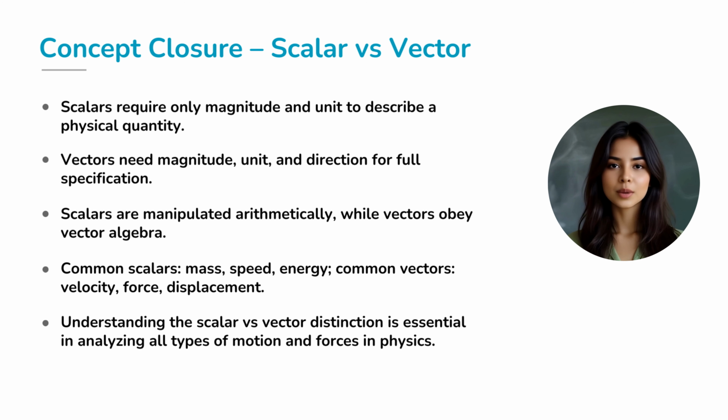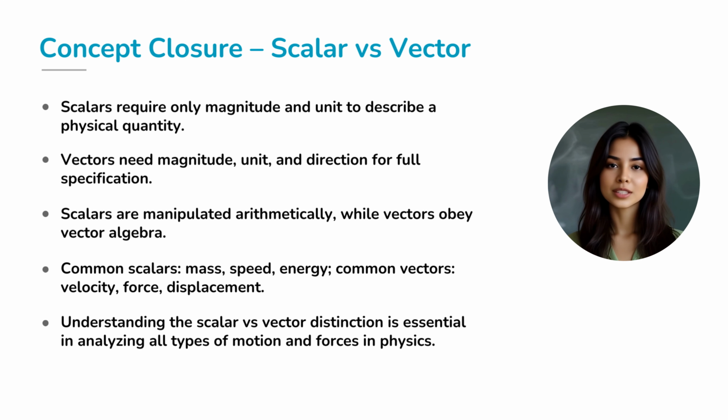Alright, let's wrap up what we've learned today. Scalar quantities are those that require only a magnitude and unit, like speed, time, or mass. Vector quantities, on the other hand, need magnitude, unit, and direction, such as velocity, force, or displacement. Scalars are simple and follow regular arithmetic. Vectors follow a different set of rules, because direction changes everything.